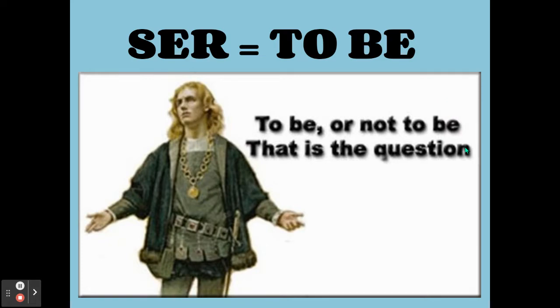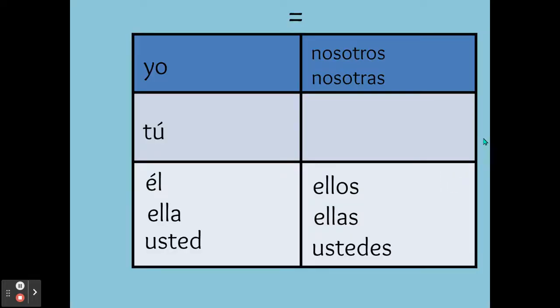All right, so now we're going to take it to the next level and go to ser. And I know we've talked about this in class, but this is a good review. So ser means to be, and there's that Shakespeare quote. All right, so here's our verb chart. What we just did with the subject pronouns, you need to have that pretty much memorized because when you add a verb like ser, it's going to have a different form in each box. So remember, ser means to be.